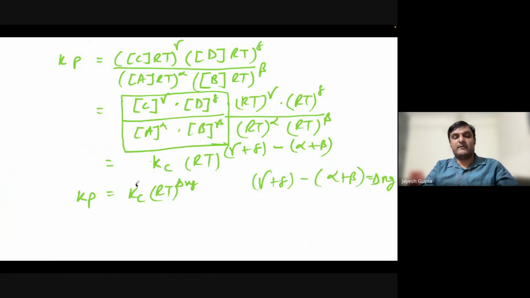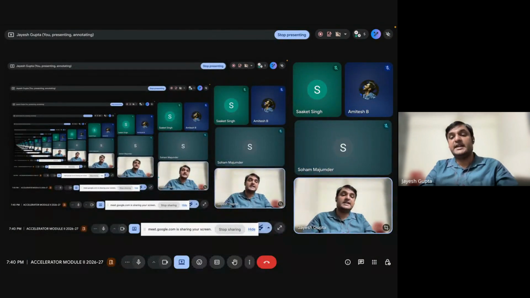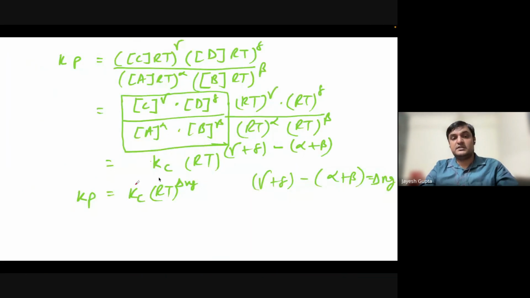So this is the expression you have to remember: Kp is equal to Kc into RT to the power delta ng. I'm giving you 2 minutes to write this down. Then we can move ahead. And if you have any doubt, you can ask me.